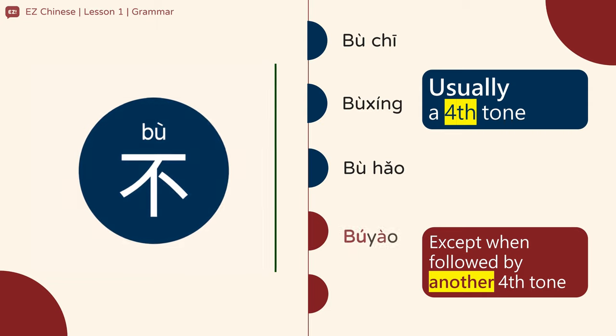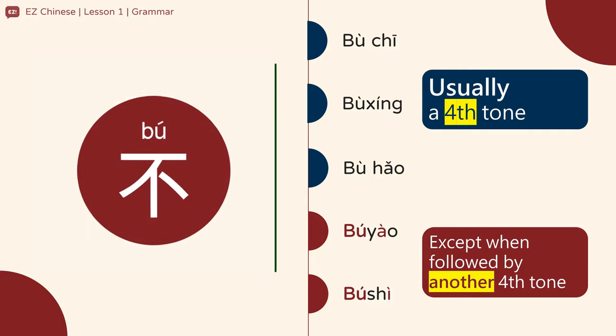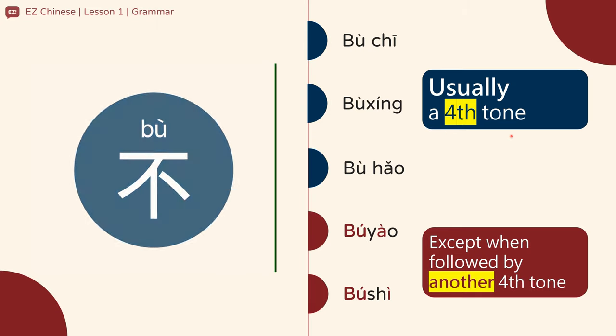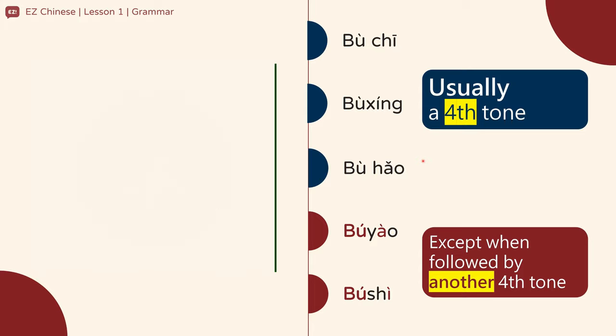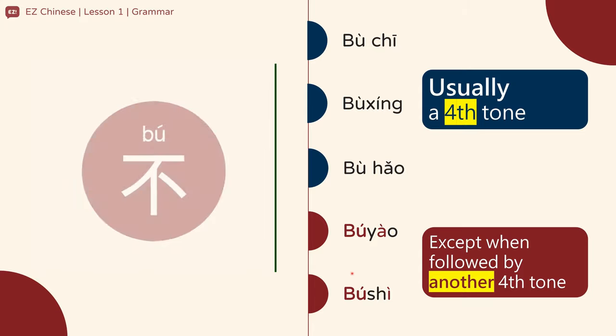不吃，不行，不好，不要，不是。不 is usually a fourth tone except when followed by another fourth tone. Then it becomes a second tone, 不. Please listen to the following examples.